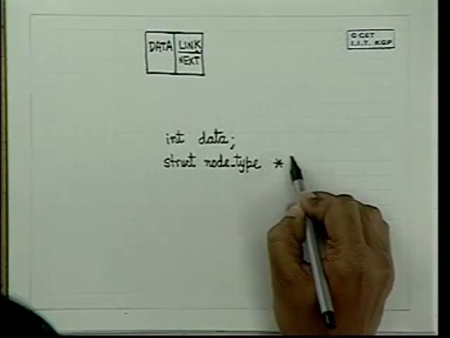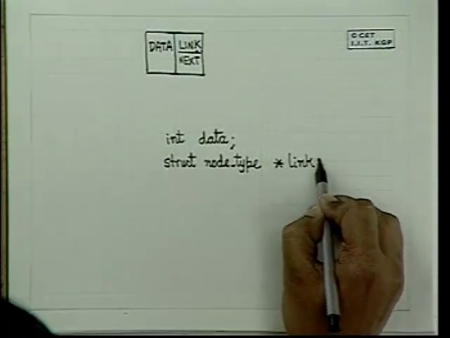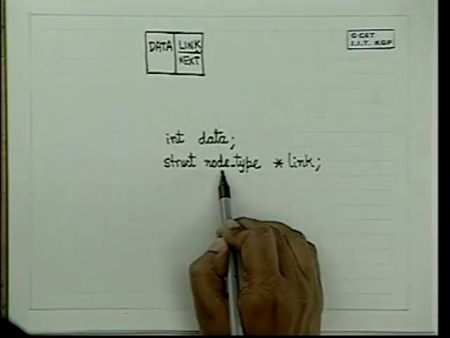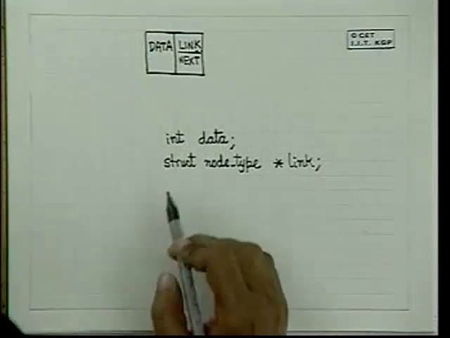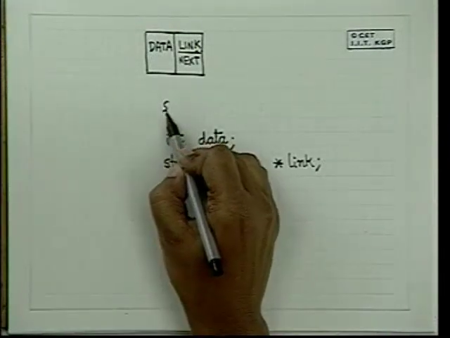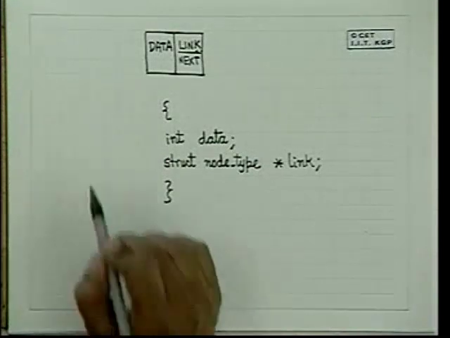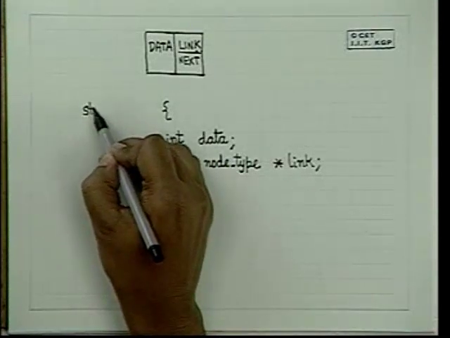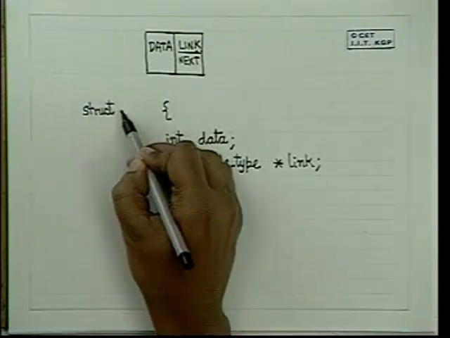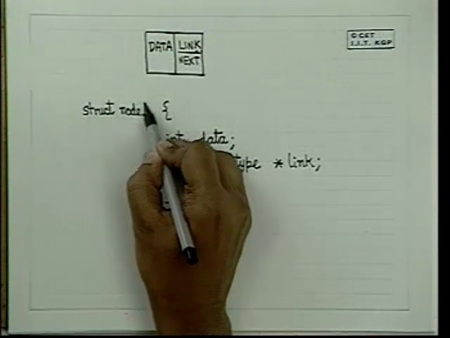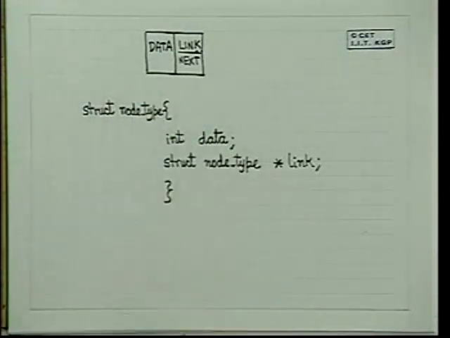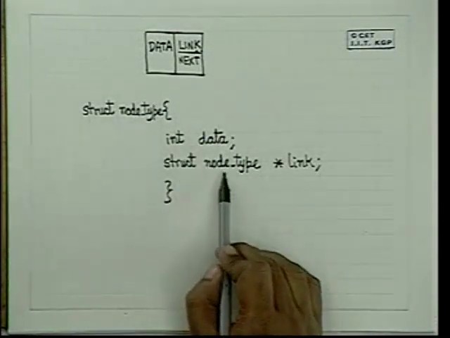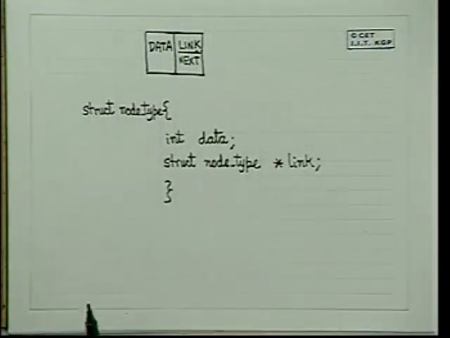So this is what it will be. It will be a pointer to node type, but remember, node type is this structure itself. So we have to declare this node type, struct node type. So struct node type, int data, and link is a pointer to node type.